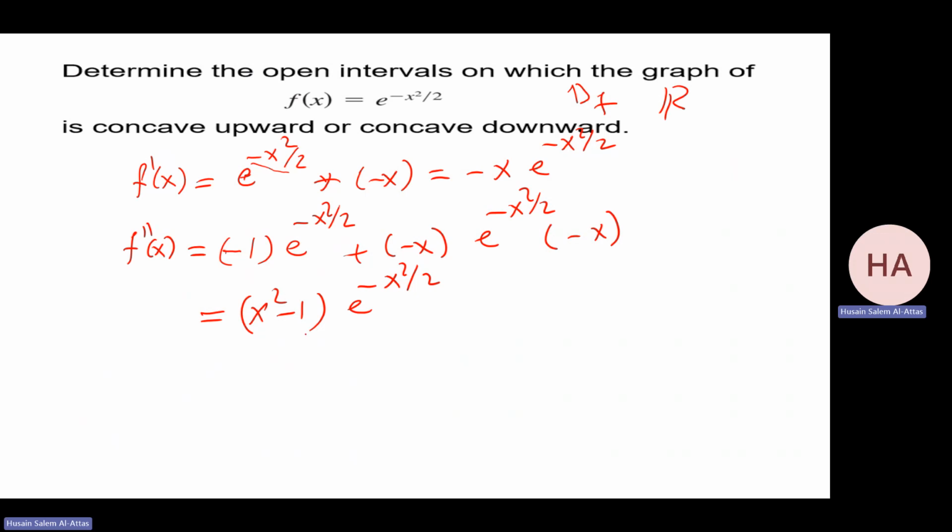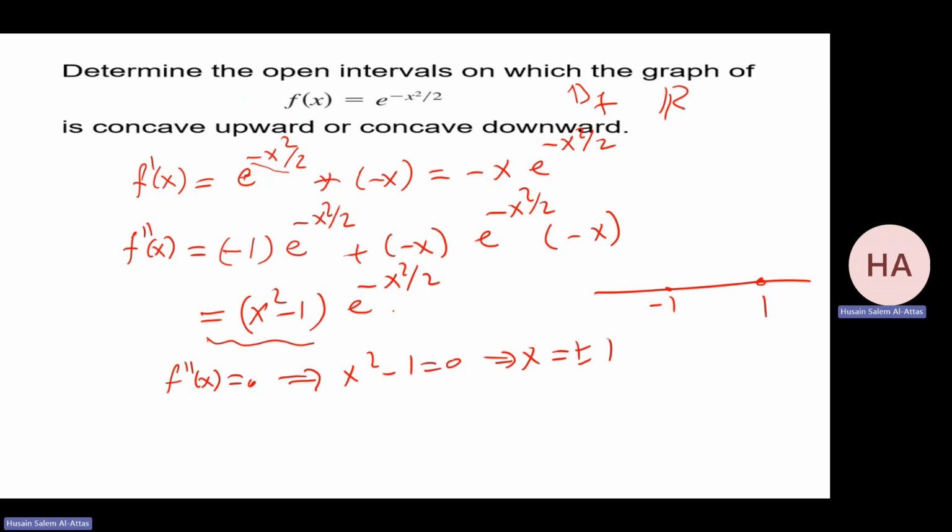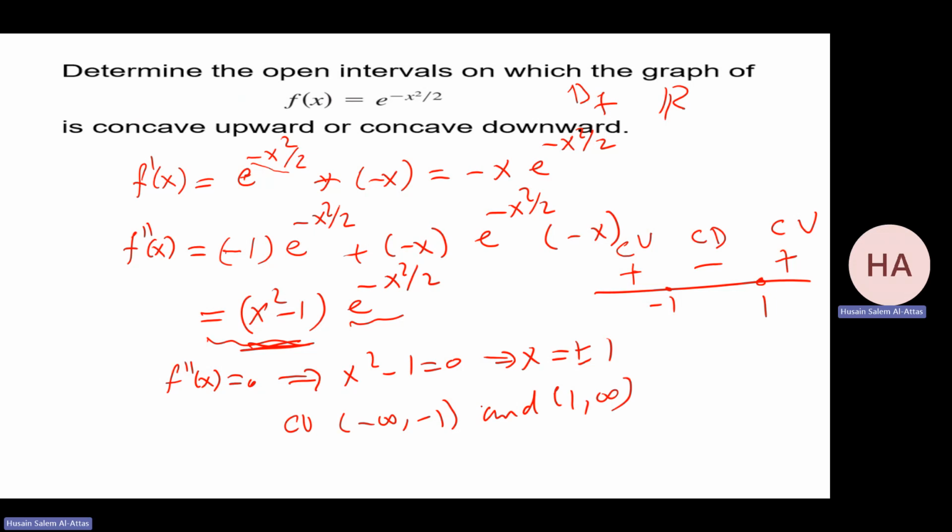Okay, so if I have f double prime equal to 0, I have x squared minus 1 equal to 0. So I have x equal plus or minus 1. So I put the number line, this is minus 1, this is 1. This is what I will check. This is always positive. I need to check only x squared minus 1. That will be what? Positive, negative, positive. So it's concave up, concave down, concave up. Okay, so it's concave up from where to where? Concave up from minus infinity to minus 1, and from 1 to infinity, concave down from minus 1 to 1.